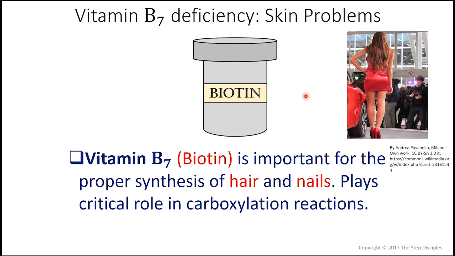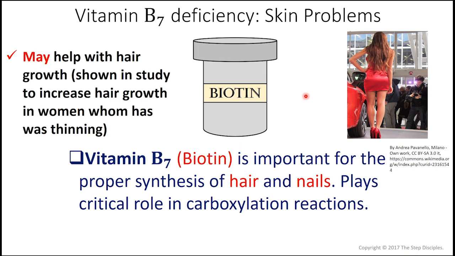Vitamin B7, or biotin, is important for the proper synthesis of hair and nails, and plays a critical role in carboxylation reactions. It actually may help with hair growth if you take excess amounts of what's recommended. It's been shown in studies to increase hair growth in women whose hair was thinning. And that makes sense, right? It's important for the proper synthesis of hair and nails. Don't really want to go into why.